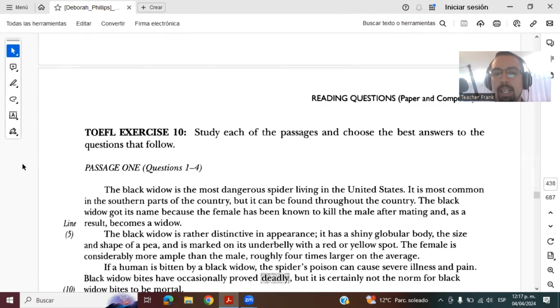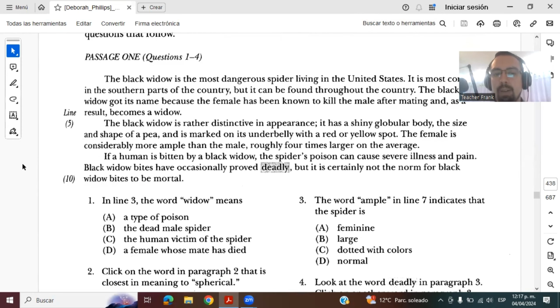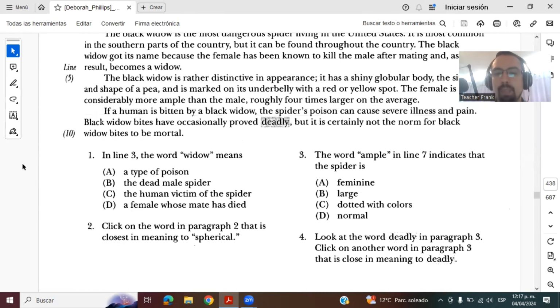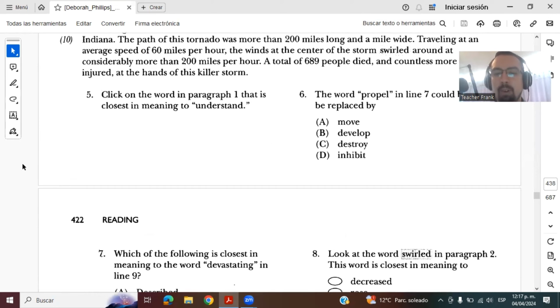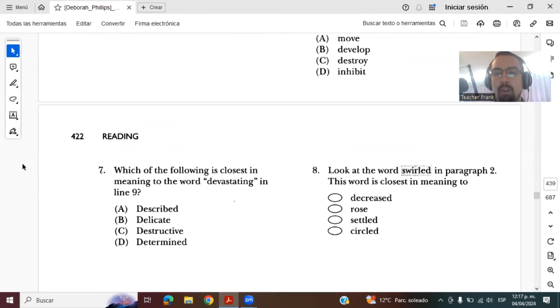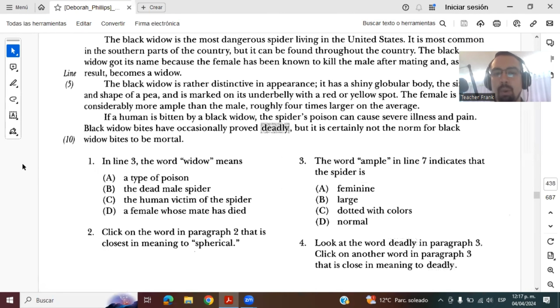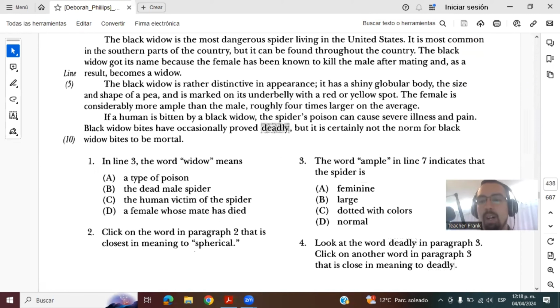Okay, and I think we're going to practice this now with a couple of exercises. We have 4 questions here for passage number 1, and then 4 other questions for passage number 2. So I'm going to leave passage number 1 like this for a moment. You can pause the video, read the text, answer number 1 to 4, and we will check it in a moment, okay? All right, let's check it.